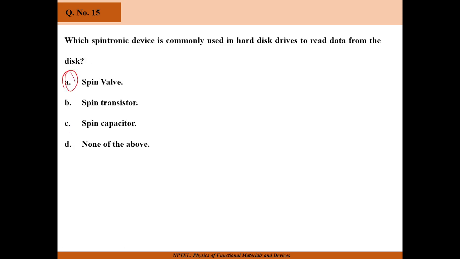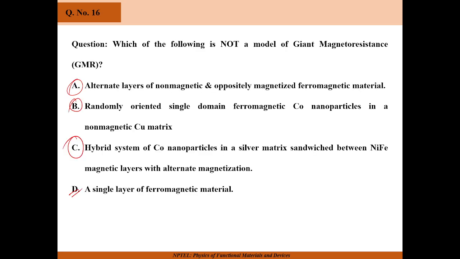Which spintronic device is commonly used in hard disks to read data from the disk? The commonly used spintronic device is the spin valve. Which of the following is not a model for giant magnetoresistance or GMR? The correct answer is a single layer of ferromagnetic material. That is not a way of describing GMR. The other three are different models explained in the lecture to describe GMR.